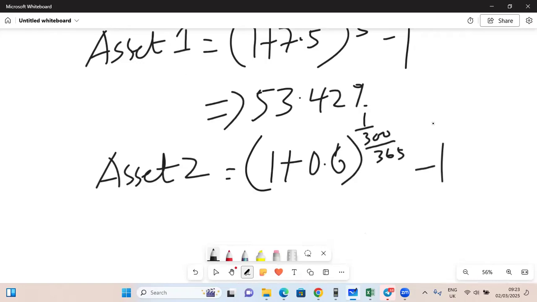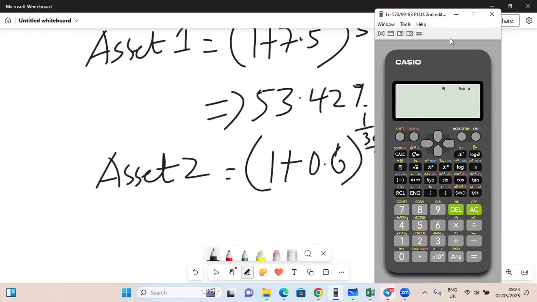It's 1 plus 0.6 over 8 raised to the power 1 over, raised to the power 365 over 300. Because this is a division. So if you want to do multiplication, it will turn to 365 over 100. So normally that's what I use.